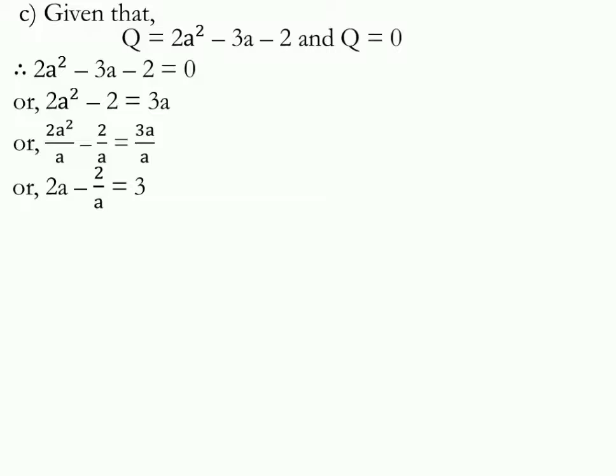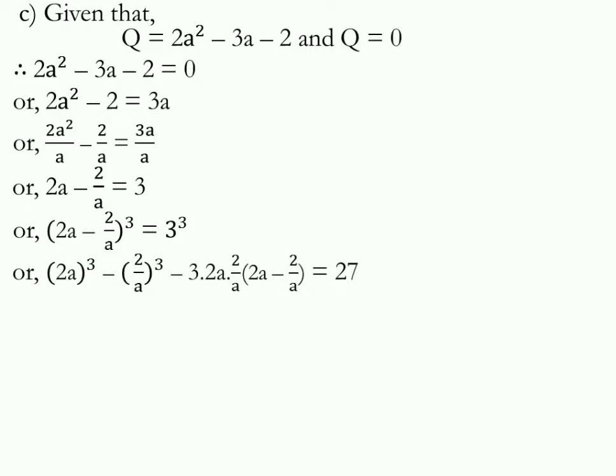Now if we take the whole cube on both sides, a minus b whole cube equals, we know, a cube minus b cube minus 3ab into a minus b. So like this, 2a whole cube minus 2 by a whole cube minus 3 into 2a into 2 by a into 2a minus 2 by a. This is the formula for a minus b whole cube, and 3 cube means 27.